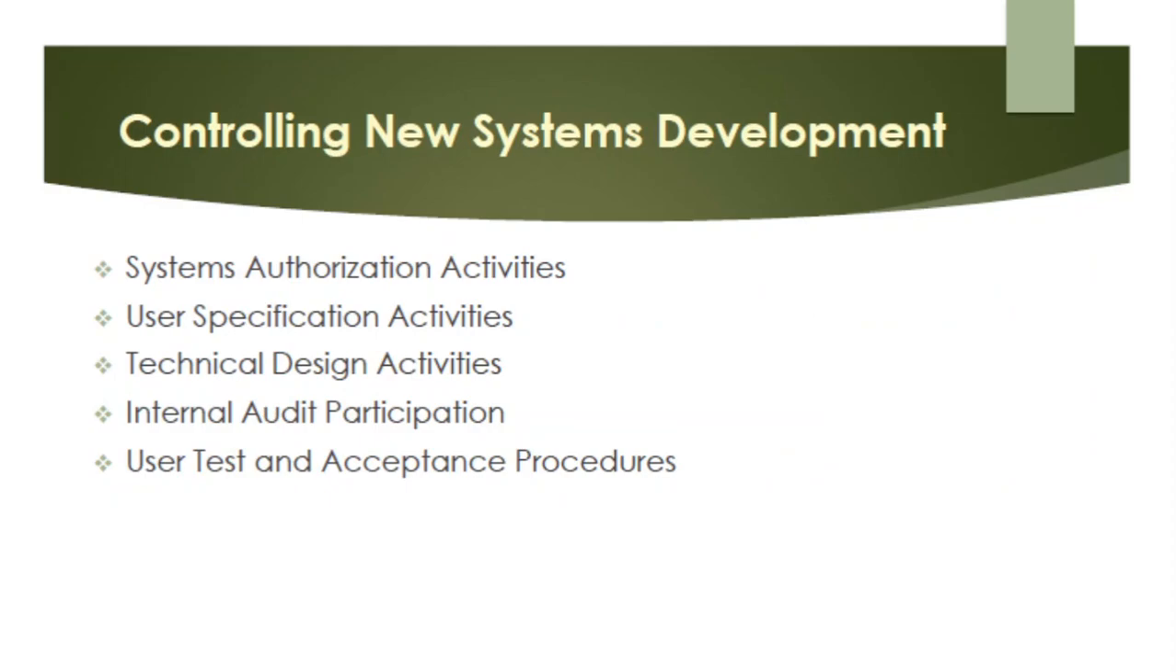Next, we have controlling new systems development. These five controllable activities deal with the authorization, development, and implementation of the original systems. And then later on, we will be talking about control activities that pertain to your system's maintenance procedures. So first you have your systems authorization activities. It should make sure that all systems are properly authorized to ensure their economic justification and feasibility.